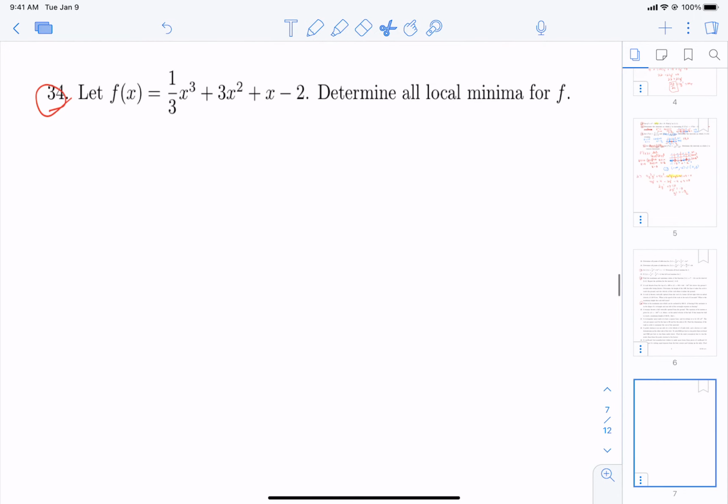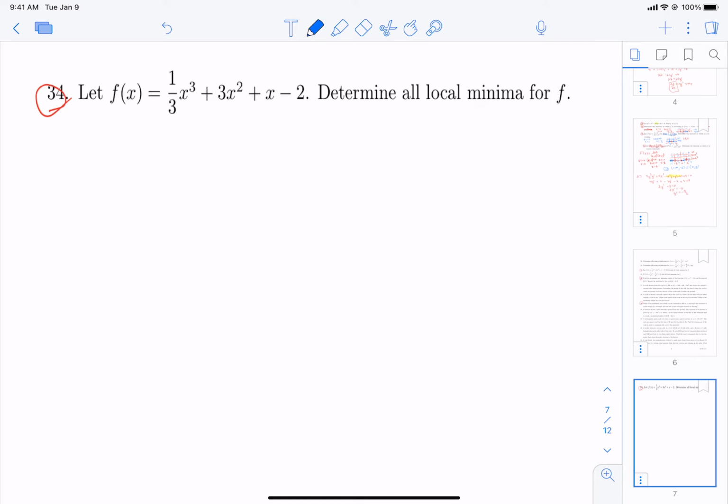Okay, so let's do 34. Local minima, those are just a fancy way of saying the minimums. Remember, maxes and mins are about the first derivative. So we have to do the first derivative and do a first derivative chart.